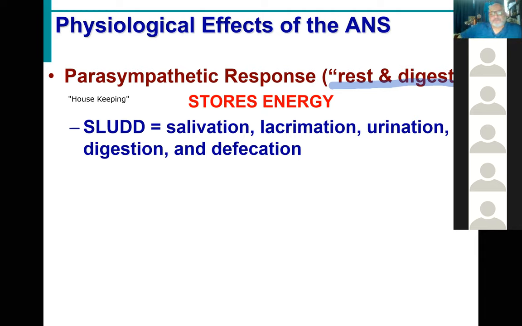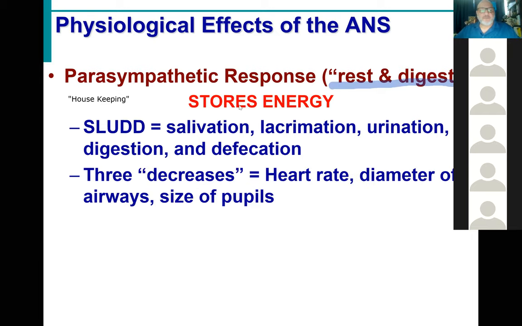Lacrimation. Production from your lacrimal gland, making tears, crying. Absolutely crying. Urination, digestion, defecation, all of those I think are obvious. Also, with a parasympathetic nervous system, there are three big decreases. Our parasympathetic nervous system decreases the heart rate, decreases the airway, and it decreases the size of our pupils.